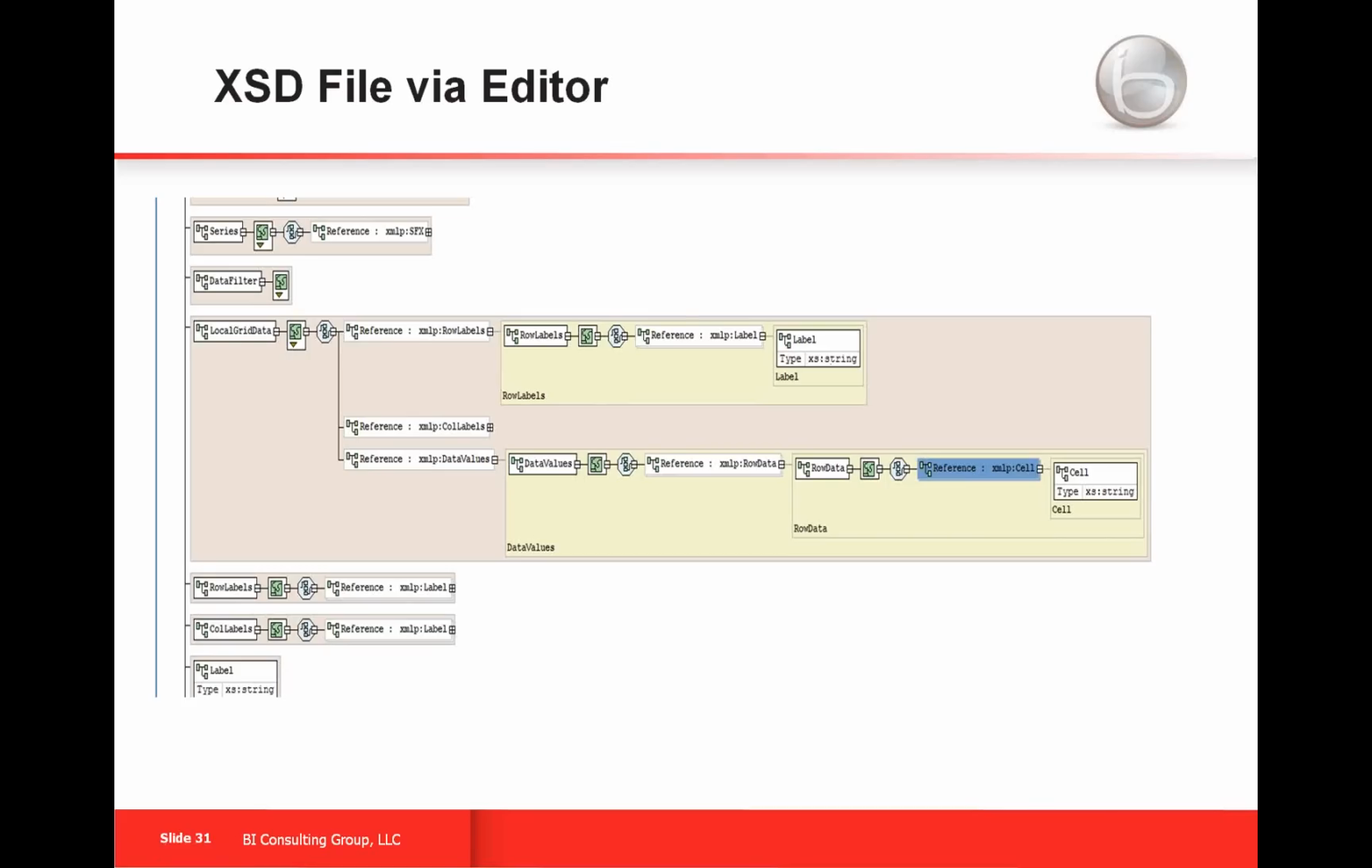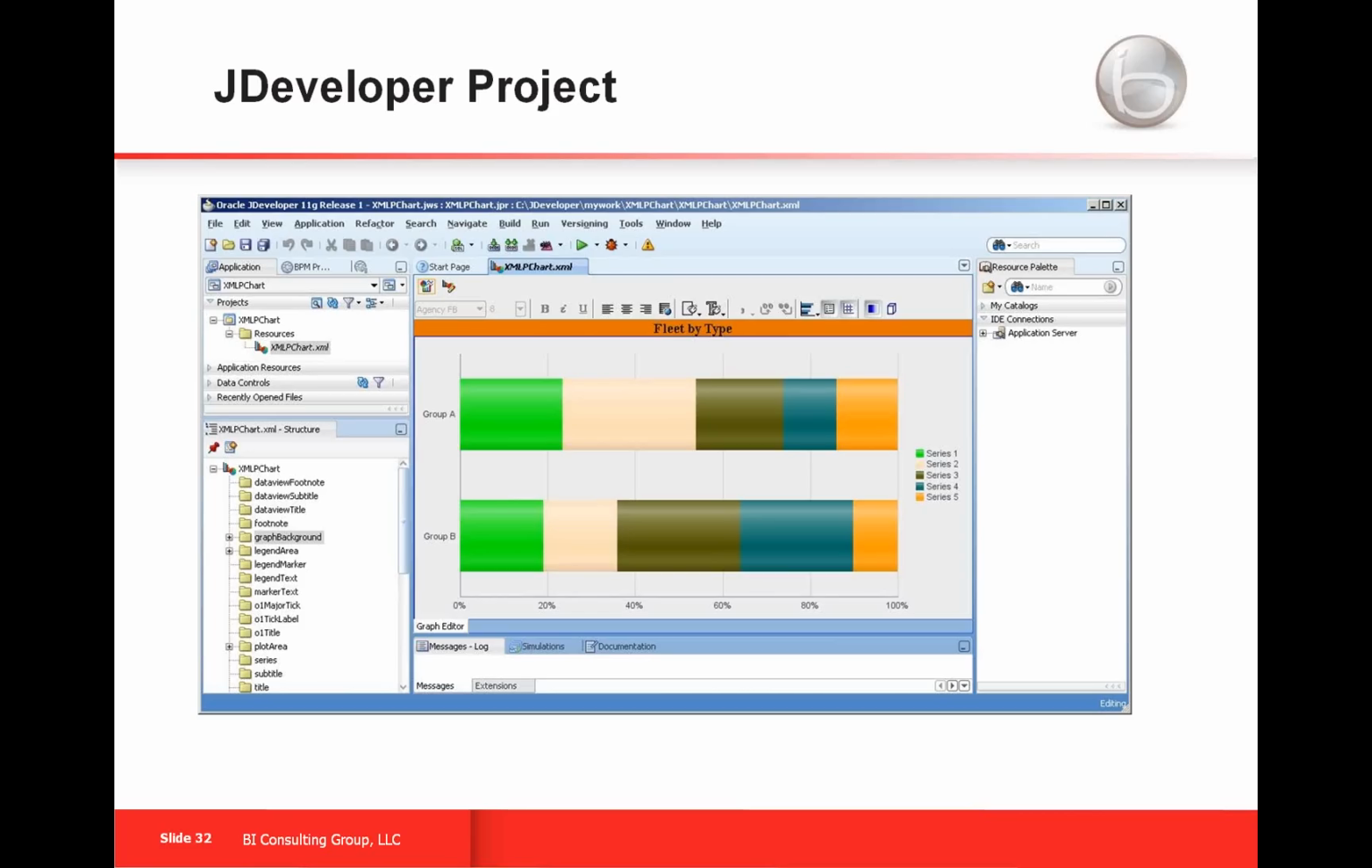So by having that information, I can go into JDeveloper and create a project based on that XSD file. If I do that and create a very simple sample XML file from that, I can then get a visualization. You can see on the left-hand side, I've got my chart structure. This is the XSD file in a structural format within JDeveloper. Also, you can see I've got a sample chart up here. In this case, it's a percentage bar.